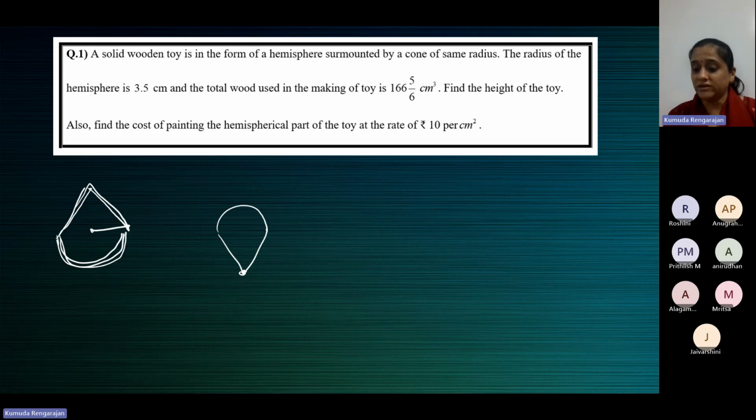How will you find the height of the toy? Height of the toy is from here to here. So the height of the toy is made up of the conical height and the hemispherical height. Hemispherical height we already know, because whatever is the radius is the height of the hemisphere. So 3.5 is the height of the hemisphere. To answer this question, we have to find the height of the cone. The height of the cone plus the height of the hemisphere will give you the height of the toy. We'll read the second part of the question later.